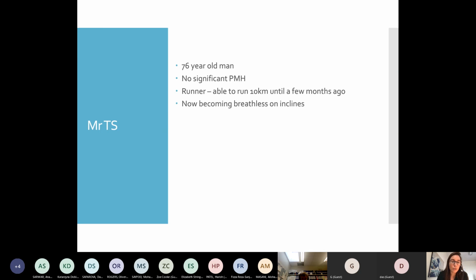We're going to talk through a case. So this is Mr. TS, who's a 76-year-old man usually fit and well, and he's a runner. And up until a few months ago, he could run 10 kilometres without any problems at all. And now he's becoming gradually more breathless on inclines. So what else might you like to ask Mr. TS? Anyone want to volunteer any suggestions, either speaking or through the chat?